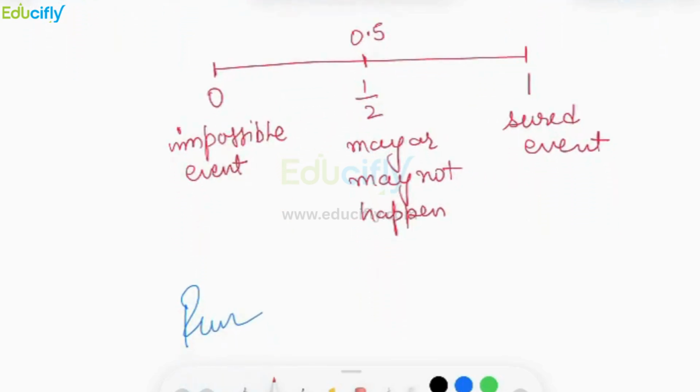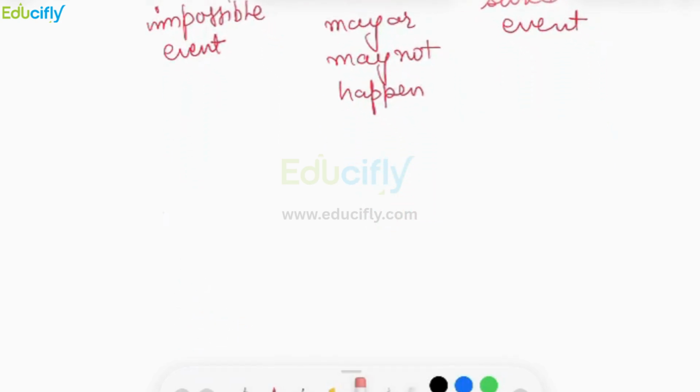In that way, I can also say that the probability of any event lies between 0 to 1. That means it is never going to be negative or going to be beyond 1, or before 0. So this is the case, right?